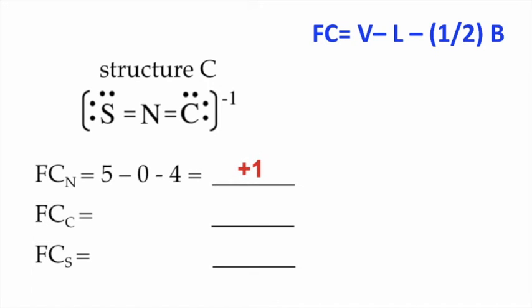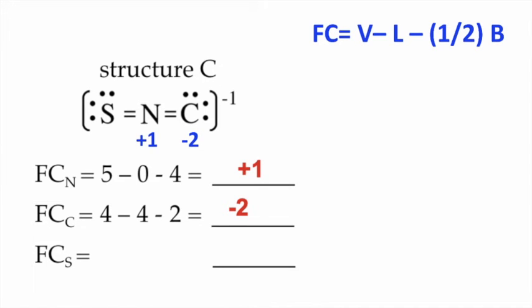Add them all up, we get +1. We'll put the +1 under the nitrogen. Now let's look at the carbon. Carbon has 4 valence electrons. It has 4 lone pair electrons. Let's subtract those. And we see we have 4 electrons tied up in those bonds. We're going to take half of those. Add it all up, we get -2. We'll put the -2 under the C.